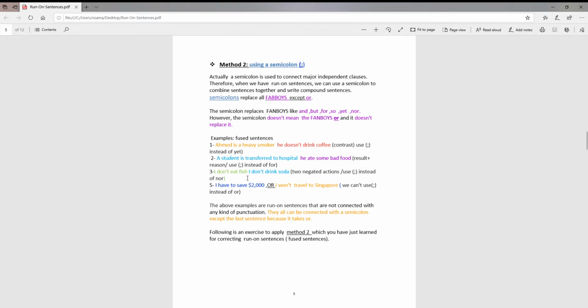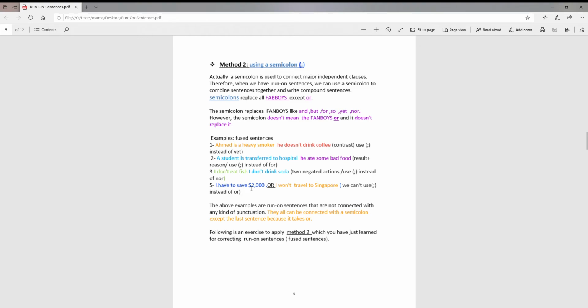I don't eat fish. I don't drink soda. Okay, look, we have these two independent clauses, and they both have negated actions, two actions we don't do. We can use "nor," but here we are going to replace "nor" with the semicolon. Here we'll move to number 5.